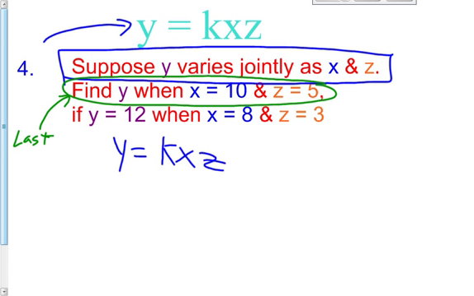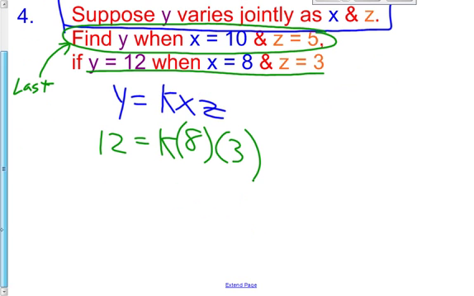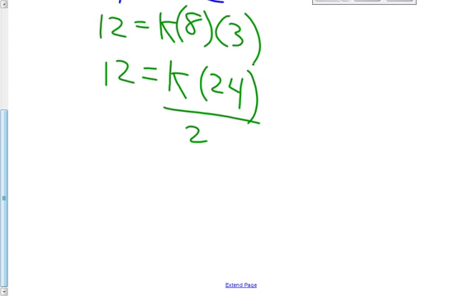Let's first find what our constant of variation is. You're going to use this information to find k. Y is 12. That equals k times 8 times 3. Proceeding, k is multiplied by 24. That equals 12. So to get k all by itself, divide both sides by 24. Your constant, k, is a half. 12/24, which is 1/2.